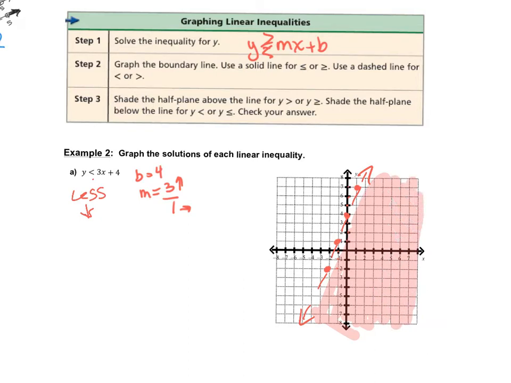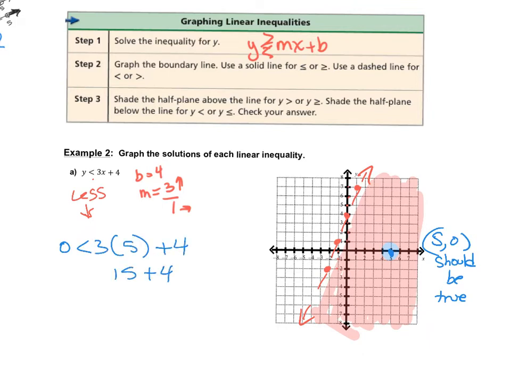Now you always check your work. So you pick a point. Let's pick this one, 5, 0. Let's check our work. If I shaded correctly, then 5, 0 should be a solution. So x is 5, y is 0. So is 0 less than 3 times 5 plus 4? 15 plus 4 is 19. 0 is definitely less than 19, so I know I shaded it correctly.